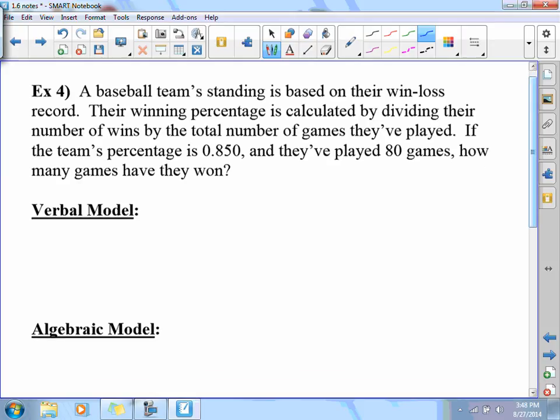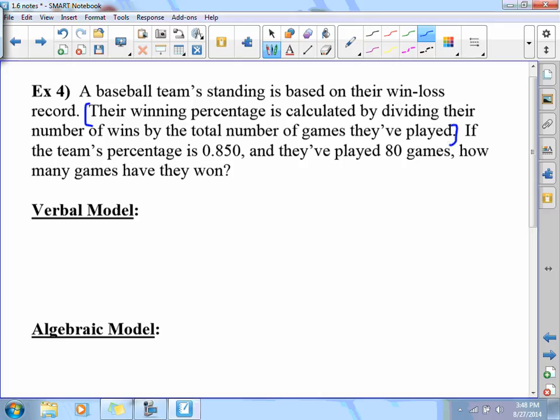A baseball team's standing is based on their win-loss record. So if you like baseball, you follow baseball, even if you don't really watch a lot of baseball, I hope you can realize that how well a team does depends on how many games they've won or lost. Their winning percentage is calculated by dividing the number of wins by the total number of games they've played. So this sentence here is actually telling us an equation that we're going to use to set up our problem.